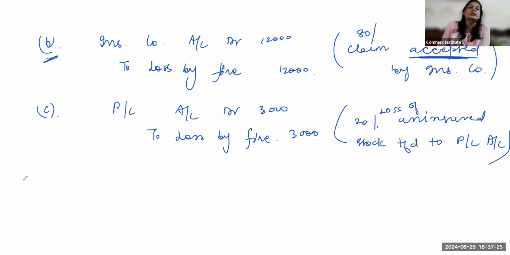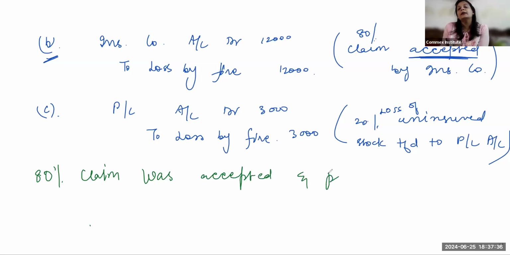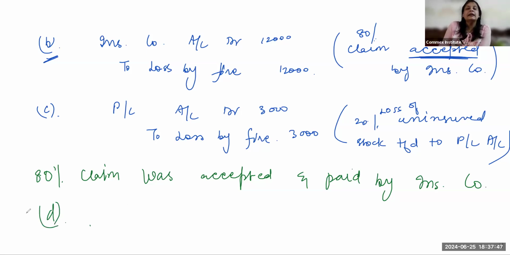Suppose another situation, if I give 80% claim was accepted and paid by insurance company. Then the next entry which you're going to pass, the D entry, additional entry, the above will remain the same. And the D additional entry would be cash or bank account debit to insurance company account. And that would be 12,000 and 12,000.